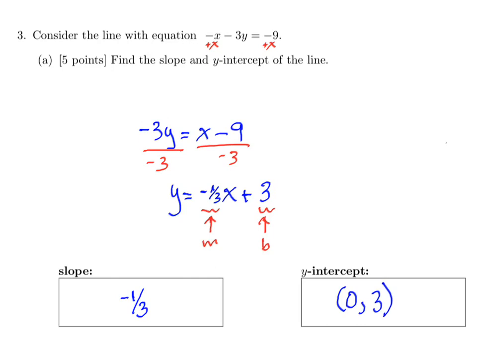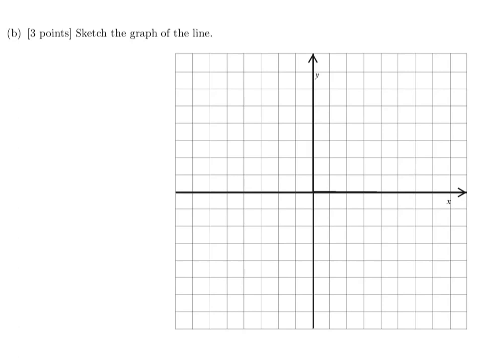So let's look at part B. Part B says sketch the graph. We already have the y-intercept, so we can plot that point, 0, 3. And to get the graph, we can use the slope to get a second point. All we need are 2 points to sketch a line.